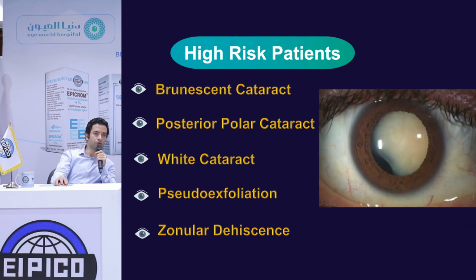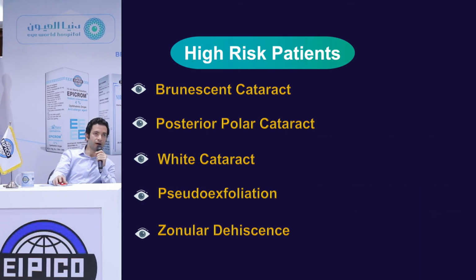And finally, zonular dehiscence, which can sometimes be congenital, or due to trauma, or due to pseudoexfoliation. And again, this should be managed with a variety of methods like capsular tension rings, iris hooks, or ring segments. So this also shouldn't be your early cases. So please identify these cases in your early cases so that you build up your experience in the proper way.